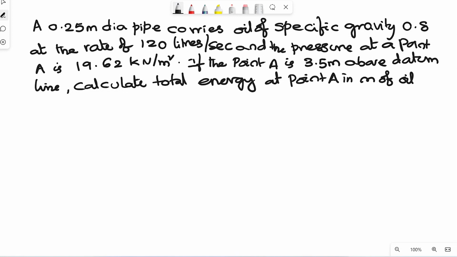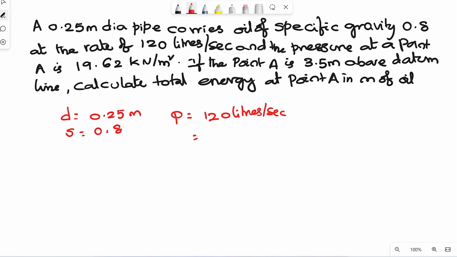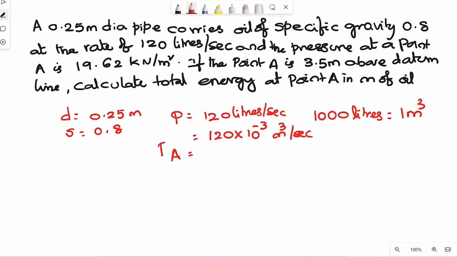This problem is mainly intended to drive you on how to use the Bernoulli's equation in practice. So, for example, the diameter of the pipe D is equal to 0.25 meters. The second one is oil of specific gravity, he has given it as 0.8. It is not water; it is oil basically. And then rate of flow Q is equal to 120 liters per second. So immediately convert liters per second into meter cube. You know that 1000 liters is equal to 1 meter cube. So 120 into 10 to the power of minus 3 meter cube per second. Then the pressure at a point A, he has given PA is equal to how much?